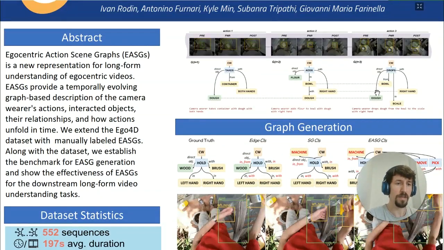So this representation is much richer than the standard verb-noun representations used in the datasets such as Epic Kitchens or Ego4D, as it provides more context of the scene and as well groundings.